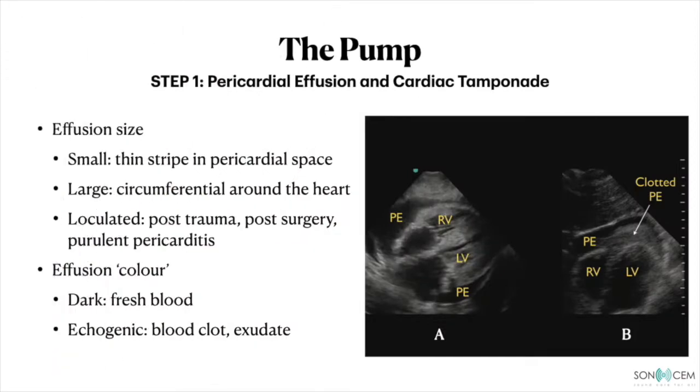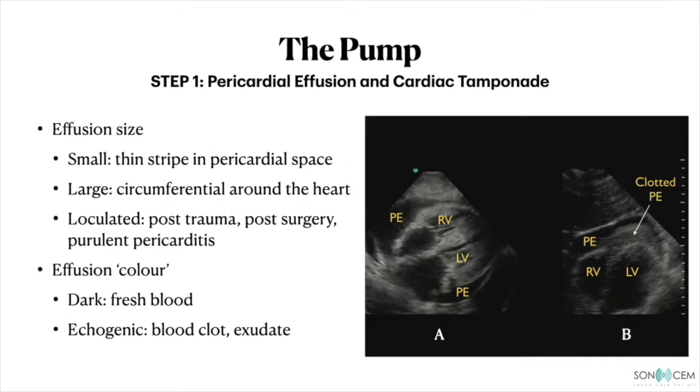The first step is to look at the surrounding of the heart to confirm the presence of pericardial effusion and cardiac tamponade. If the effusion is present, then we will look at the size and also the color. A small effusion will appear like a thin stripe in the pericardial space, while a larger effusion will be visualized as a hypoechoic collection surrounding the heart.